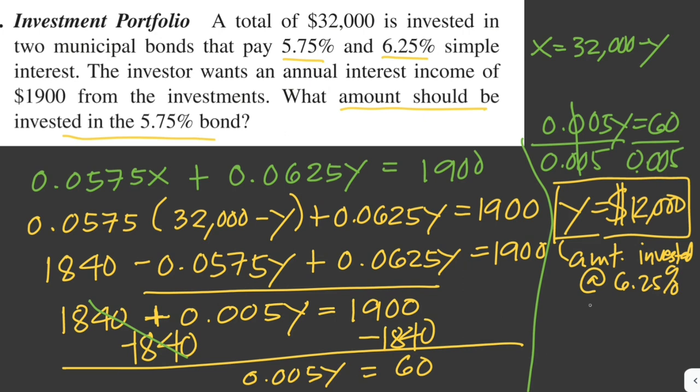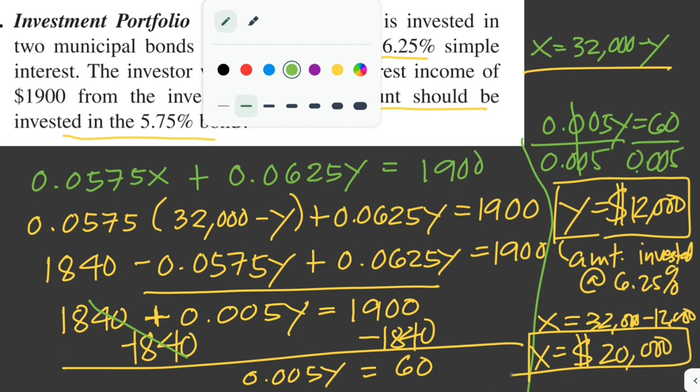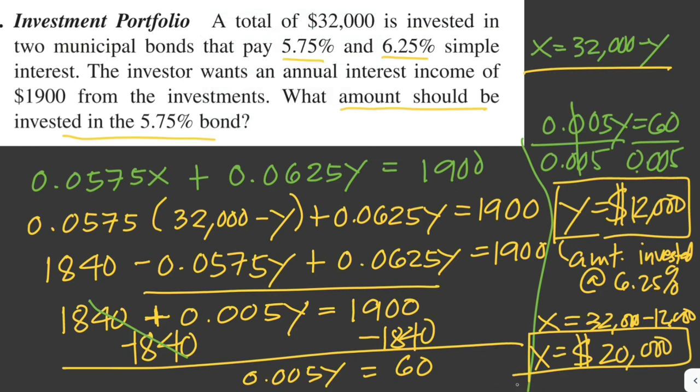So we can just use this one. x equals 32,000 minus 12,000. So our x would be equal to $20,000. So this is the amount invested at the 5.75% bond. So that's how to solve this problem.